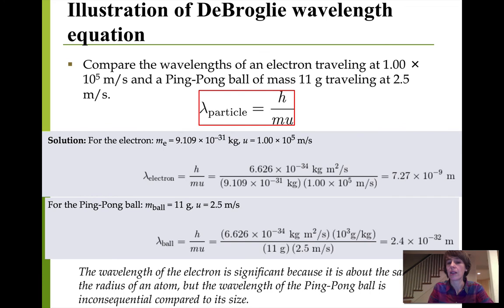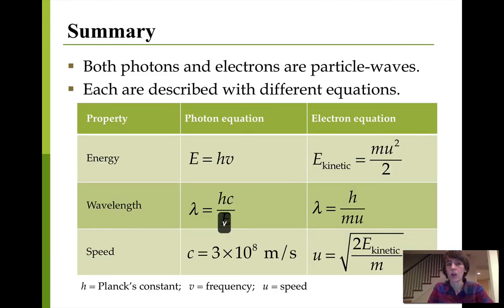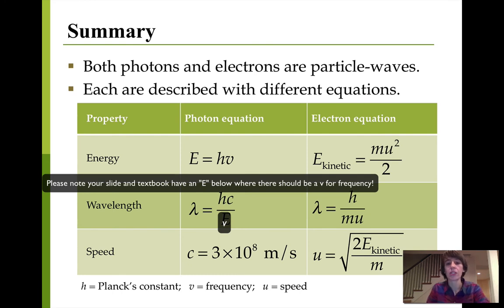One note here too, the units of Planck's constant are a little different from what we've used before. This is just an alternate way to represent the units of joules times seconds. So to summarize, we can talk about photons and we can talk about electrons as both having particle and wave natures. And there are different equations that allow us to quantify things like wavelength and energy. For photons, for light or electromagnetic radiation, you've seen all of these equations before. And now for electrons, we have a different set, so let's look at those more carefully.